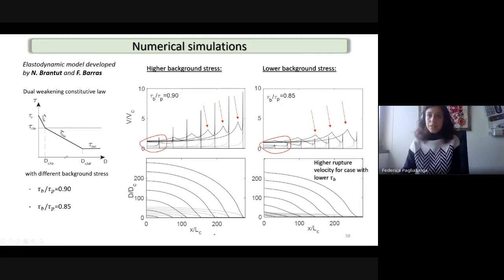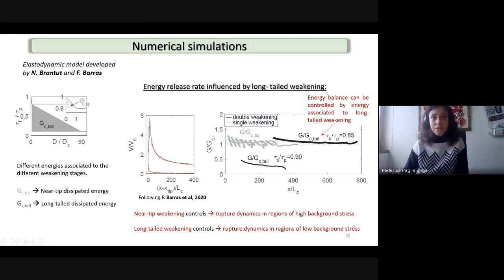So to better understand this difference and to study the energetics of the ruptures, we estimated again the energy release rate of these ruptures. We followed the method, let's say, already presented in Barras et al. 2020, in which they fitted the slip velocity profile with the prediction of linear elastic fracture mechanics in order to estimate the energy release rate. And so we did the same for both the single weakening law and the double weakening law.